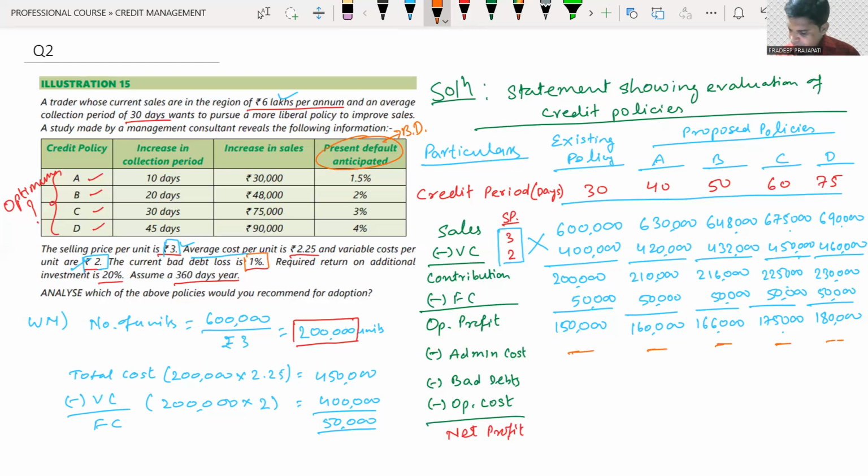Existing bad debt is 1%. So 1% and bad debt percentage should always be applied on sales. So sales of 6 lakh, 1%. So it will be 6,000 in the first case. Bad debt 6,000 in first case. Second case, proposed policy A, 1.5%.